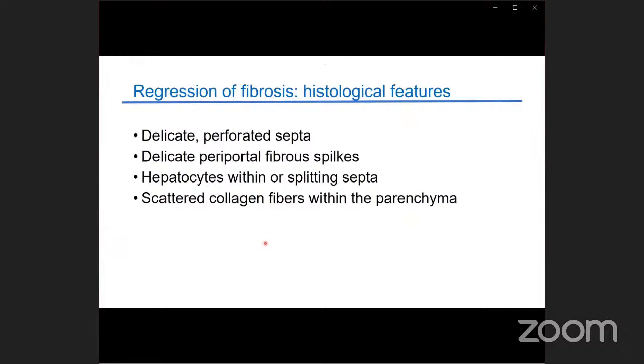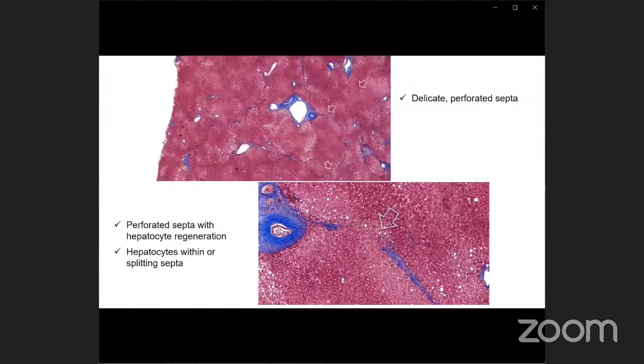How can we define regression of fibrosis by histopathological features? There are delicate perforated septa, delicate periportal fibrous spikes, and hepatocytes within or splitting septa. Scattered collagen fibers within the parenchyma represent regression of fibrosis. Here is an example of chronic hepatitis with trichrome stain, and the blue color represents fibrosis. Here, the fibrous septum is not continuous. It is thin, condensed, and there is a perforated point.